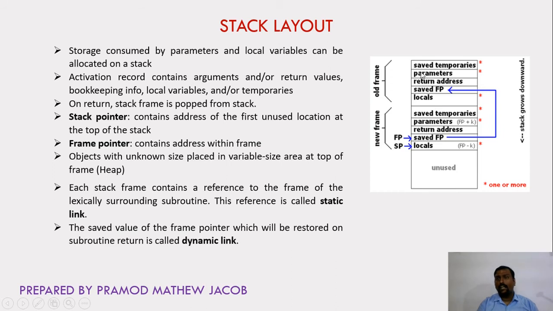So a typical activation record contains details like the saved temporary values, the parameters that are passed, the return address to which the value is returned after the execution of this particular subroutine, and the saved frame pointer values required while returning from the subroutine to the main program. From that frame pointer, the main function will resume its operation. So this link is called the dynamic link.